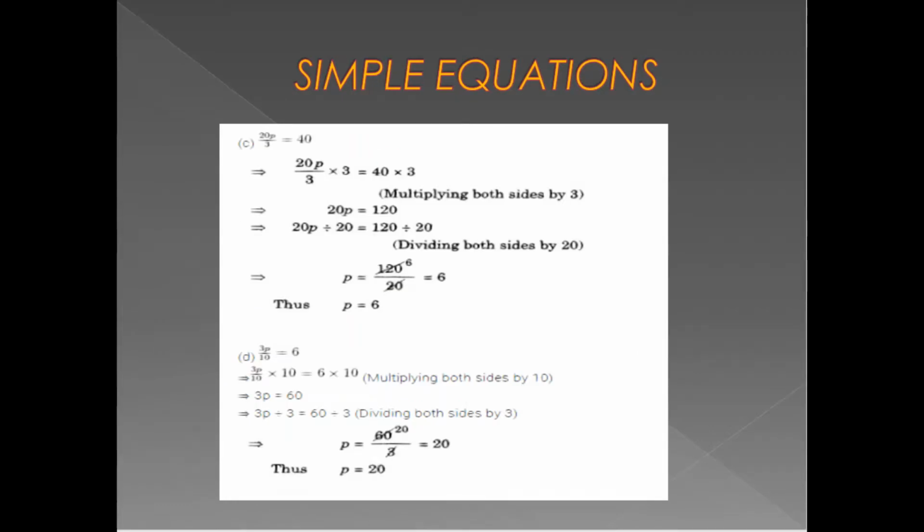Moving to C part, that is 20p divided by 3. Here 3 is in the division. We'll do the multiplication by the same number 3. Multiplying by 3 on LHS and RHS, then we got 20p is equal to 120. Now 20 is in the multiplication. We'll do with the division. Dividing 20 on both the sides, we got p is equal to 120 by 20 is equal to 6. Similarly, you can go for D part.